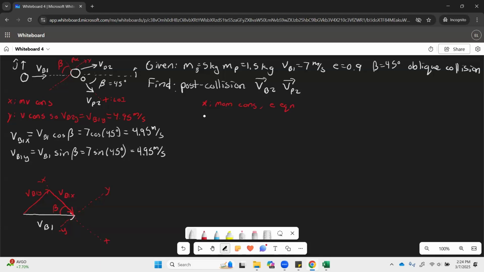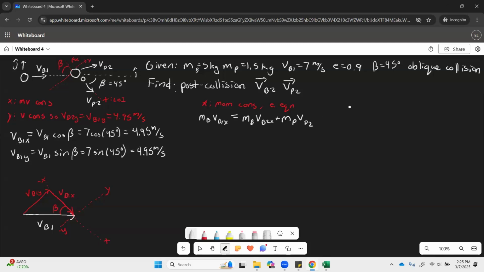So conservation of momentum: we've got mass of B times VB1x, and that equals, we're going to leave mass of P times VP1 out because VP1 was 0. So then we'll just continue with mass of B times VB2x, plus mass of P times VP2. And VP2 is only in the x direction, so we don't necessarily need to put an x on it. All of its velocity is going in the x direction.